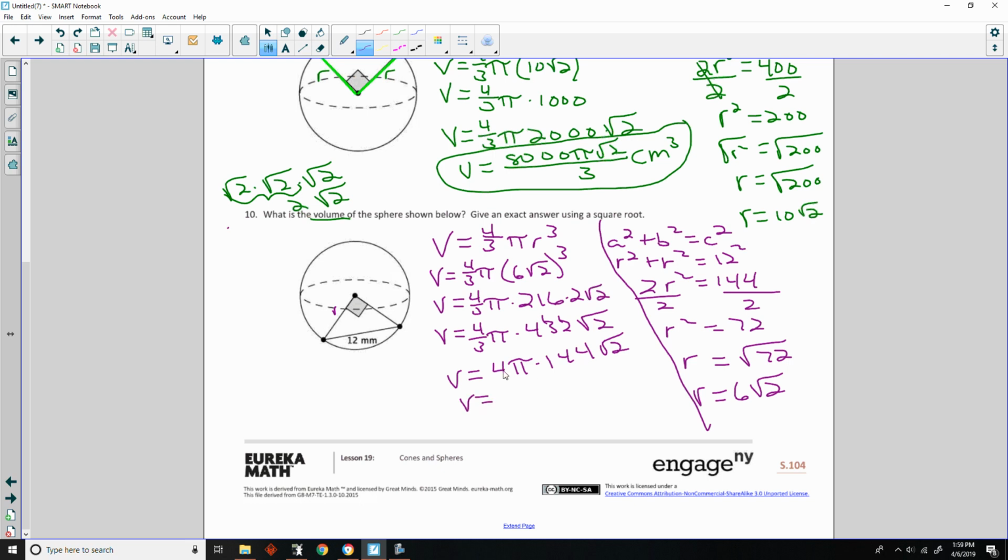So the volume equals 4 times 4 is 16. 4 times 4 is 16, plus 1 is 17. 4 times 1 is 4, plus 1 is 5. So it's 576 pi square root 2. Or 576 square root 2, and then pi here. Either way, it doesn't matter. And the volume, it is millimeters cubed. So this is our final answer.